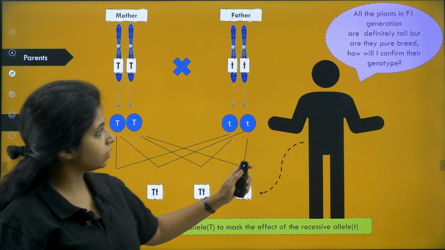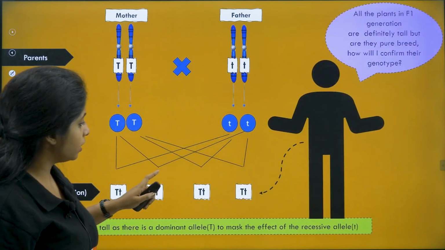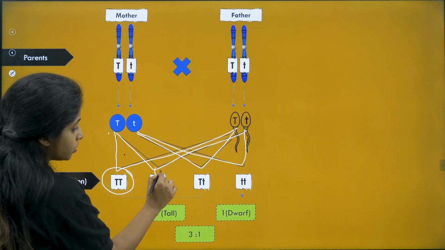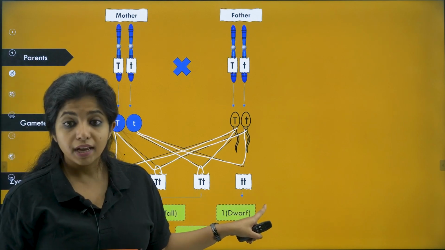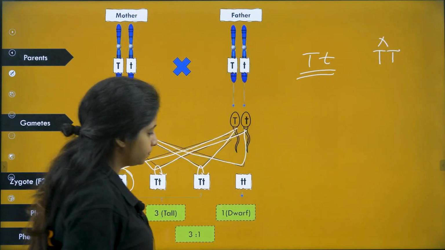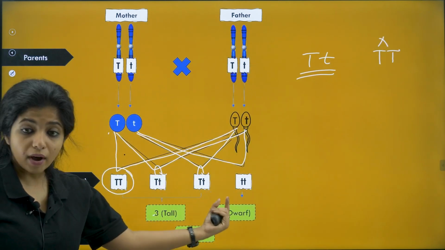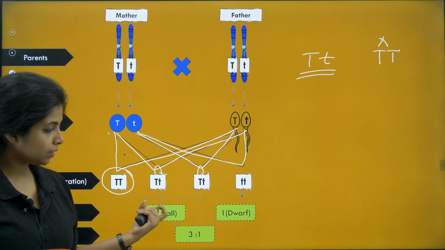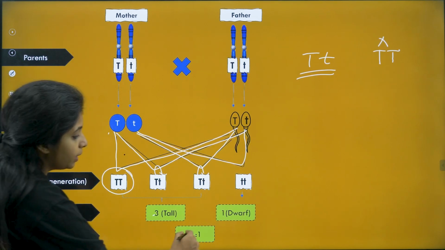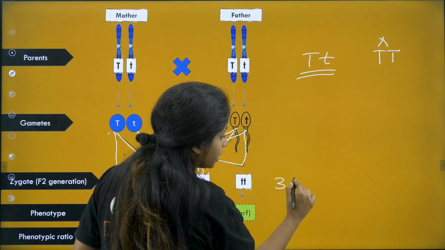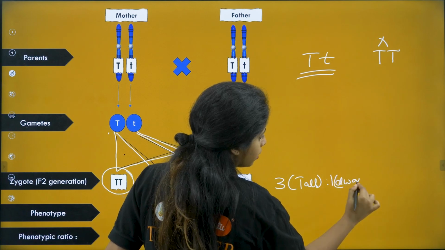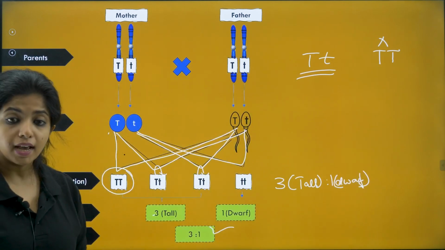So I see different combinations. Over here I was able to find only one. All of them were tall. Over here, not all of them will be tall. You see, this will be tall because it is capital T, capital T. This will also be tall because this is dominant. But this will be dwarf, my dear children. So 3 of them will be tall, 1 of them will be dwarf. This is the phenotype, physical appearance. So what is the phenotypic ratio? It will be 3:1. So how will you write it? You have to write 3 tall and 1 dwarf. This is the phenotypic ratio.